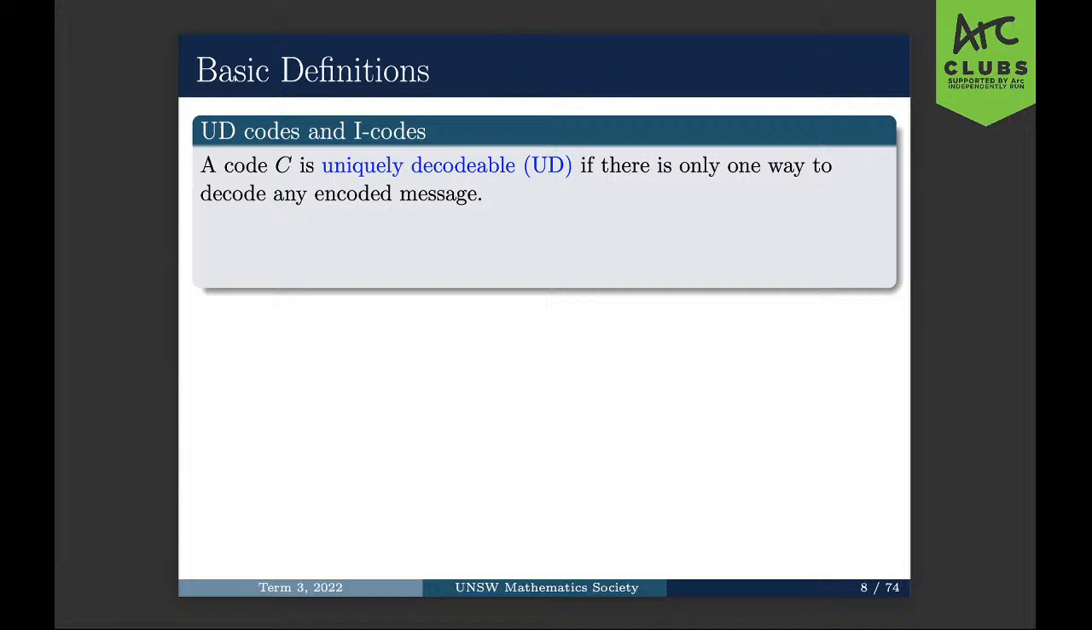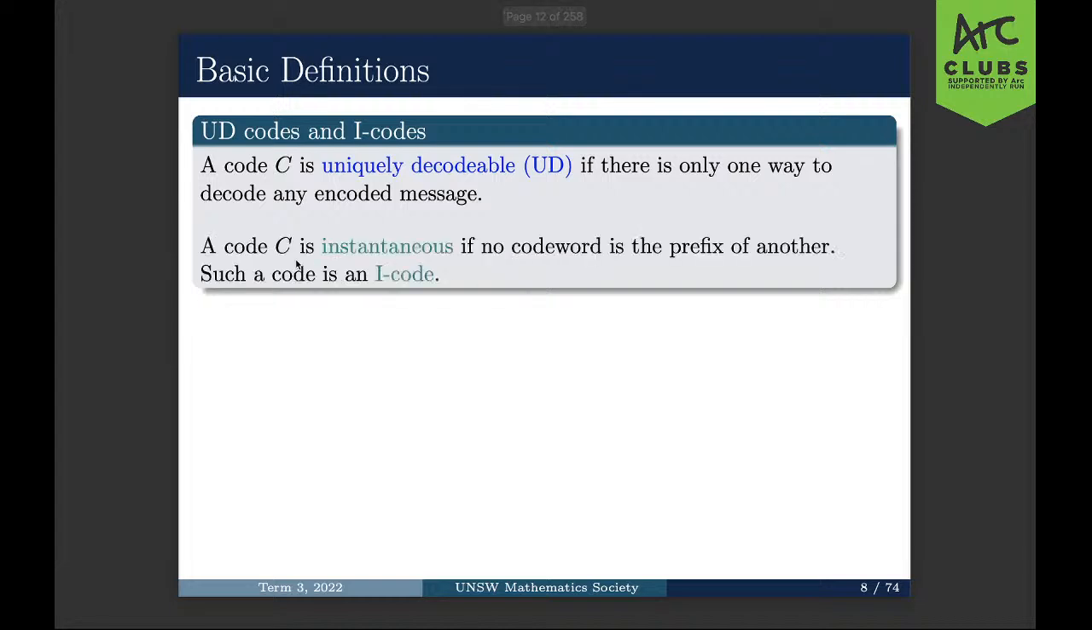So here are some basic definitions to start off. We say a code is uniquely decodable if there's only one way to decode any encoded message. So if we have an encoded message, there are no ambiguities. There's only one way to decode it. And we say a code C is instantaneous if no code word is the prefix of another. We call these I codes.